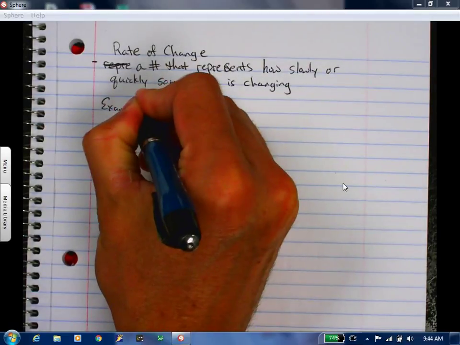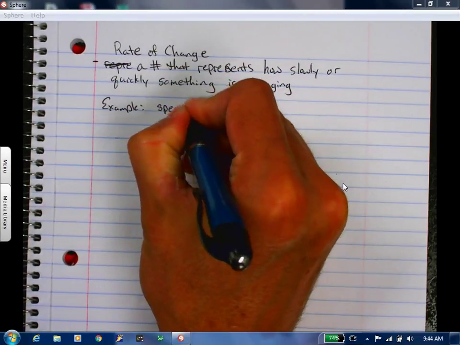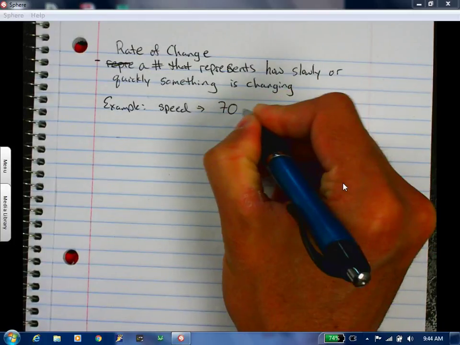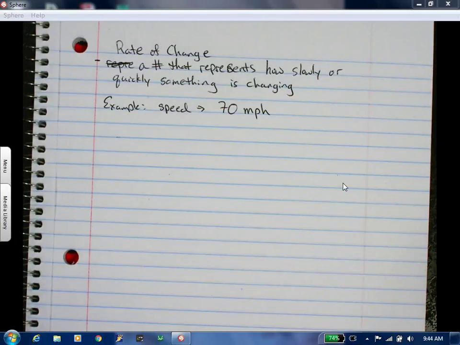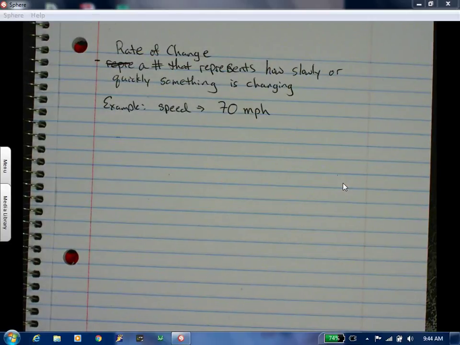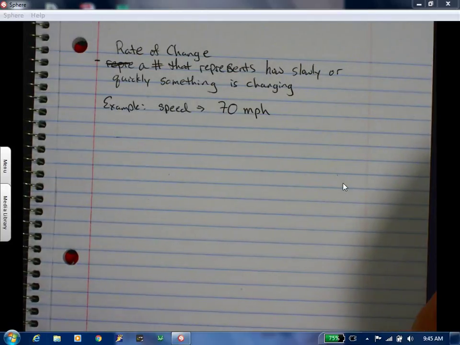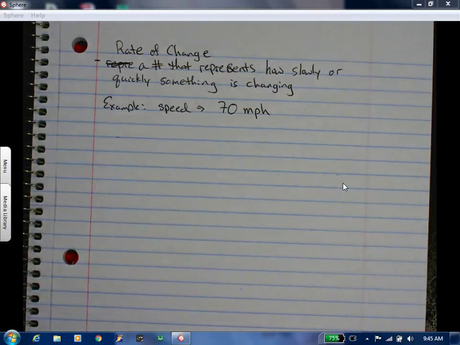so the best example is your speed. If you're going 70 miles per hour, mph, miles per hour. So that is a rate of change. So that means how far do you go, how long does it take you to go 70 miles? That's 1 hour. 1 hour, right? In 1 hour, how far can you go? 70 miles. So if I wanted to write this as a fraction, how could I write it as a fraction? 70 miles per hour, how can I write that as a fraction?